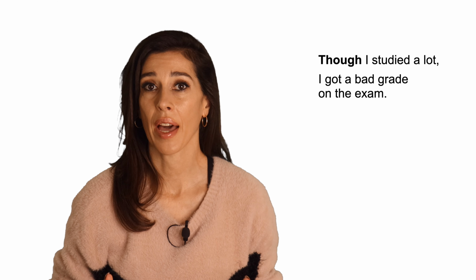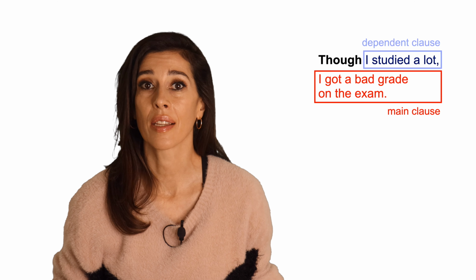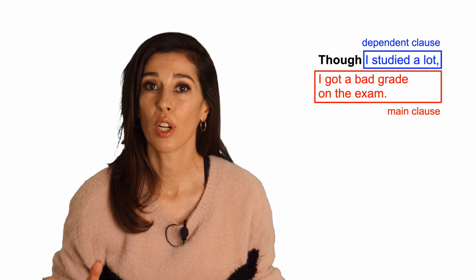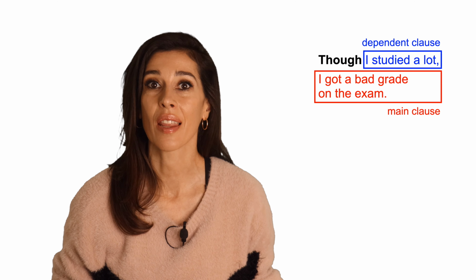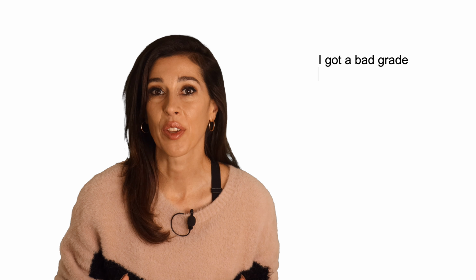Here, I got a bad grade on the exam is the main clause and I studied a lot is the dependent one. And we put the subordinating conjunction at the beginning of the dependent clause. Though I don't have any friends right now, I intend to have them in the future. When though is used to connect a dependent clause to an independent one, we can state the two clauses in any order. Here is an example with the main clause at the beginning of the sentence. I got a bad grade on the exam, though I studied a lot.